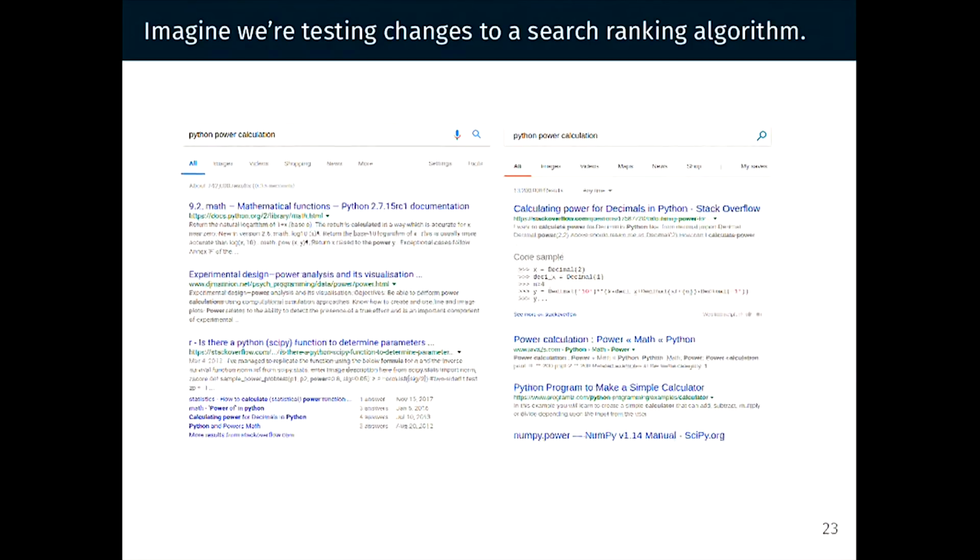Okay. My last design choice I want to talk about is choosing an outcome metric. My example here will be a search quality experiment. So here you see screenshots of two leading search engines. These are two different search engines, although they look very similar. And on both sides, I have searched for Python power calculation.